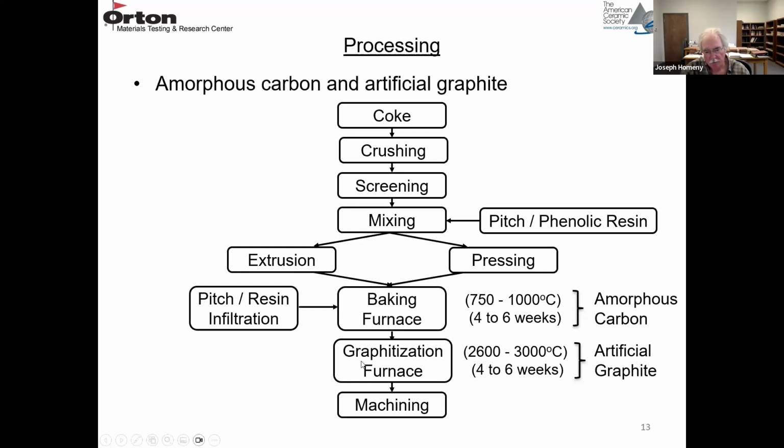So from the baking furnace, it can go to a graphitizing furnace. So these are much higher temperatures, 2,600 to 3,000 degrees C. It takes 4 to 6 weeks to make graphite. So that's an artificial graphite product. So in either case, amorphous carbon or artificial graphite, there's a machining step.